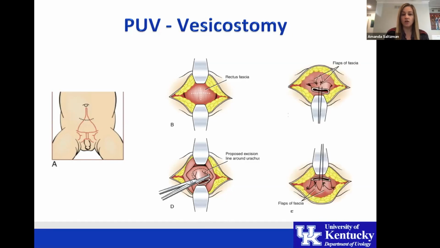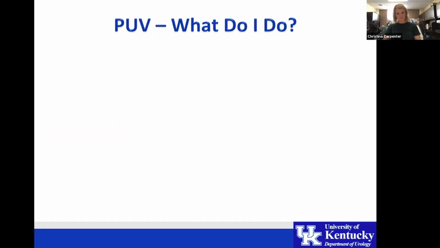And then you want to tack your fascia lower down into the bladder so that it doesn't retract, just like you would for an ileoconduit stoma. And then I rosebud the stoma at the level of the skin.